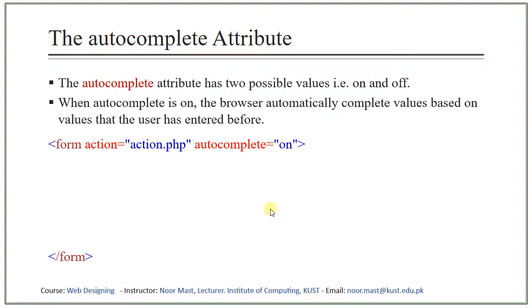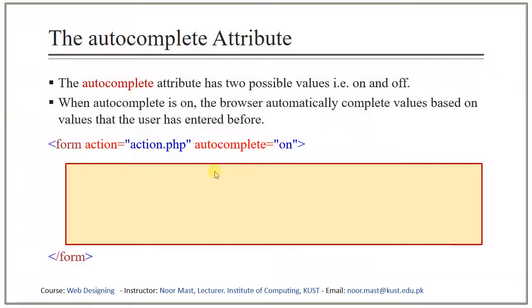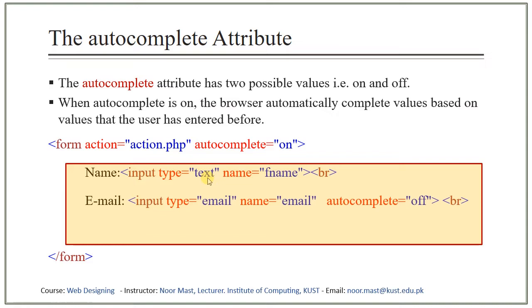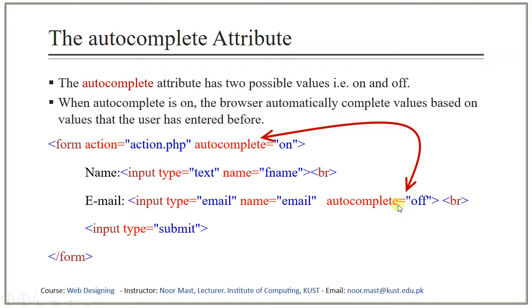In this example, at the form level, the value of the autocomplete attribute is on. Now look at these three elements of the form. For the second element, the autocomplete attribute is off. So the question arises, which one has precedence? The one which is applied for the input element has precedence.